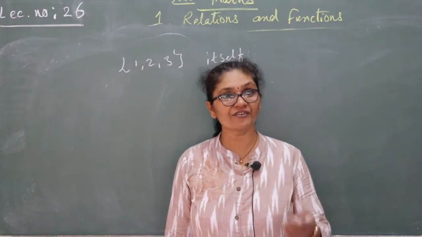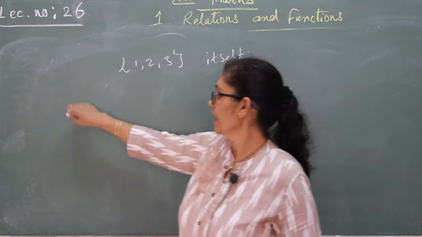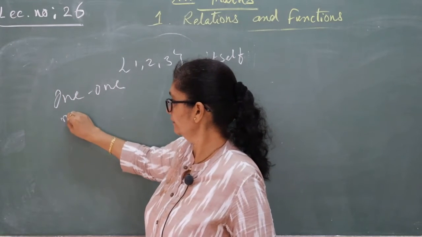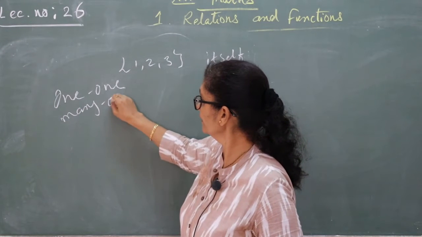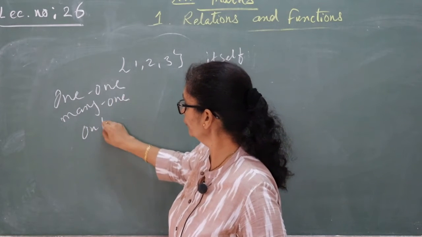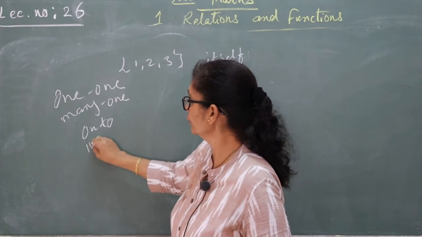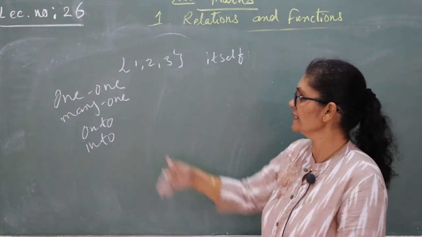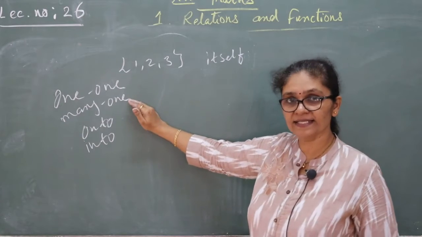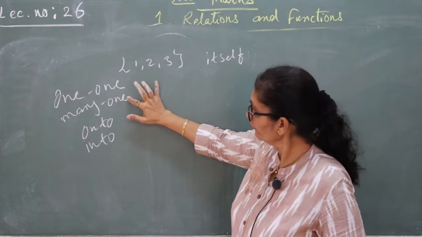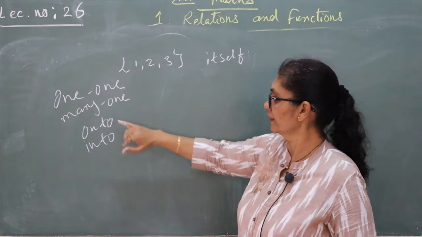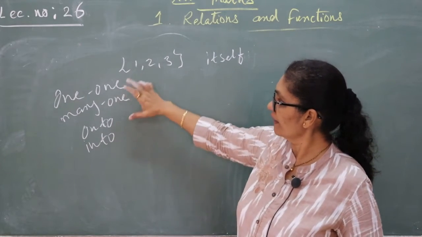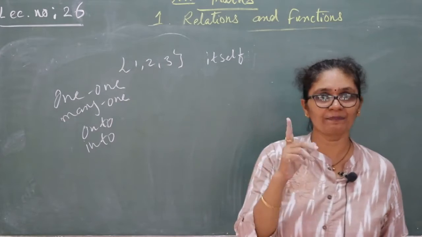First of all, let's revise what is a 1-1 function. That is our second topic, in which you learn one-one, many-one, then onto and into. What is another name for it? One-one means injective. Not one-one means not injective. Onto means surjective. Injective and surjective, and if both, then it is bijective.